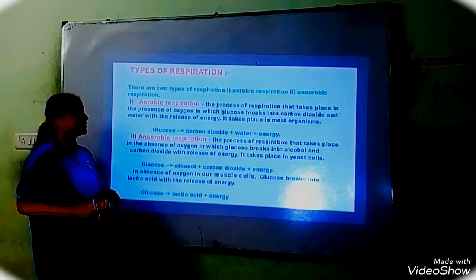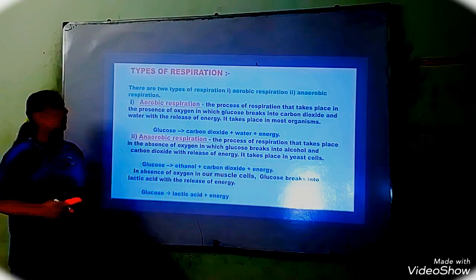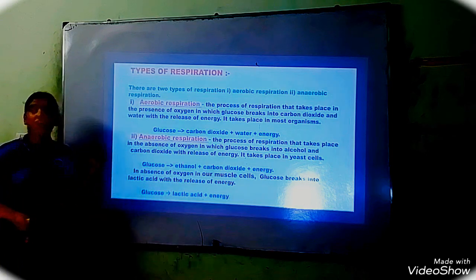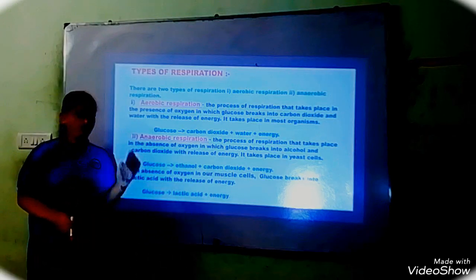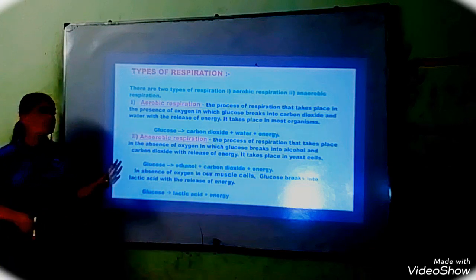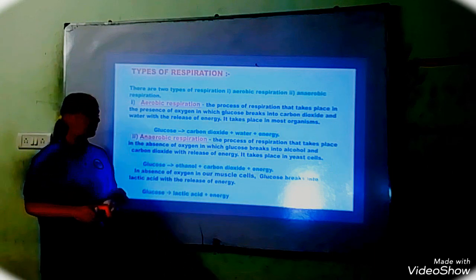So, types of respiration. Generally, there are two types of respiration, aerobic and anaerobic respiration. The process of respiration that takes place in the presence of oxygen, in which glucose breaks into carbon dioxide and water with the release of energy, is called aerobic respiration. It takes place in most organisms, such as in animal cells and mitochondria.